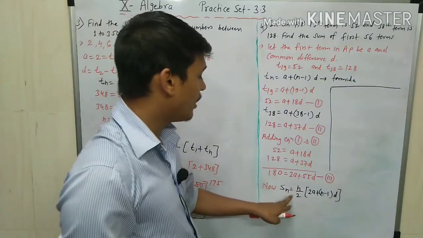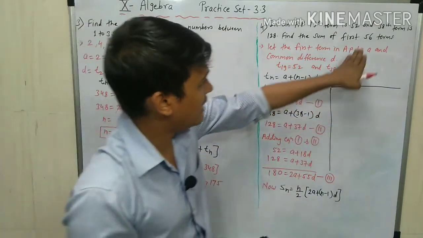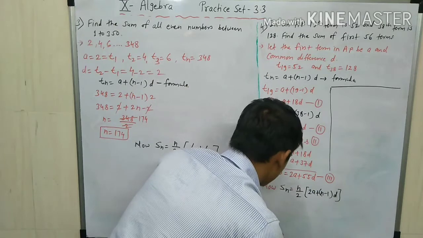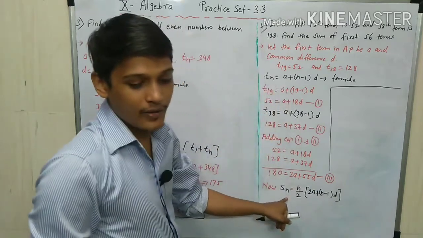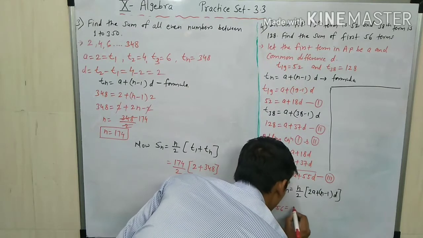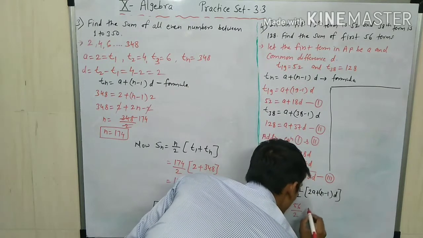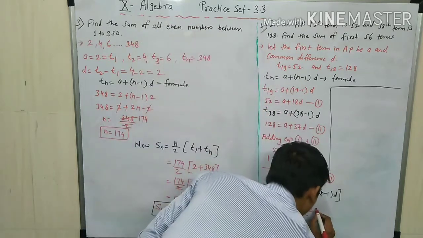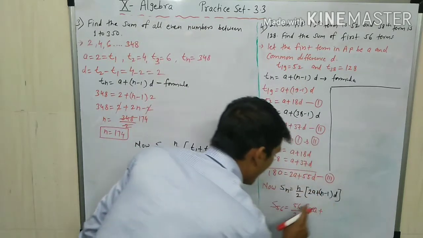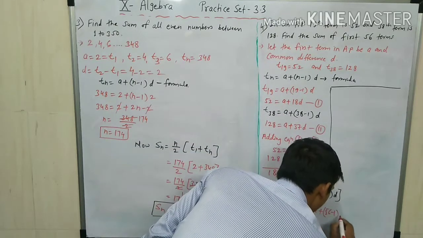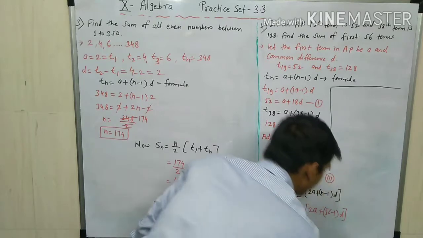Now put the value of n. S56, and n means what? 56. We can write here the n value is 56. So S56 is equal to 56 upon 2, then 2a, the a value is not given, plus the n value, which is 56, so 56 minus 1, and the d value is not given, we can write here d.